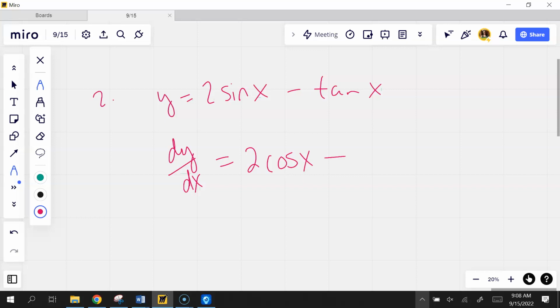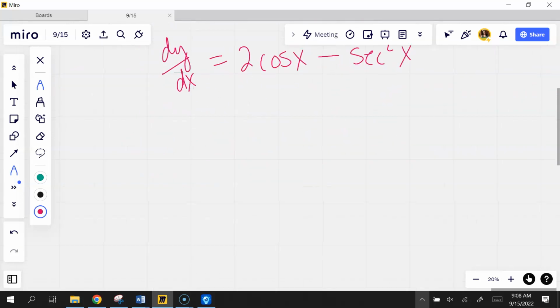Minus, what's the derivative of tan x? That's it. That's all you do. That's not bad. How about number 6? y equals 3x plus x times tangent x. Find the derivative. You do this one.